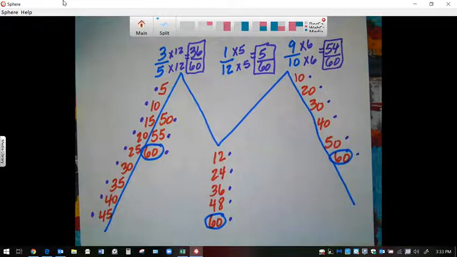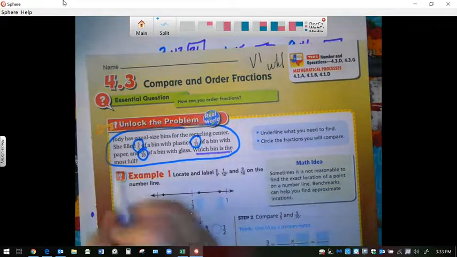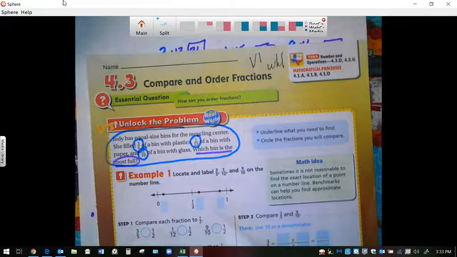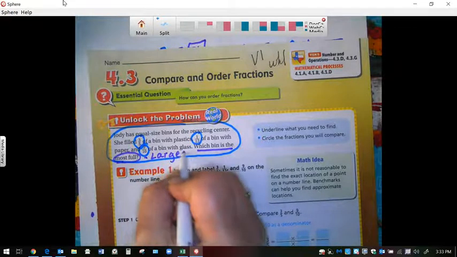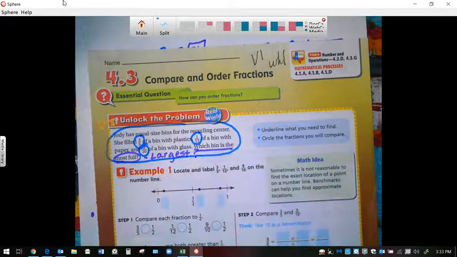And on this problem, it said, which bin is the most full. And most full would be which one is the largest. And so she has 3 bins. One of them is 3/5 full, the other one is 1/12, and the third one is 9/10.